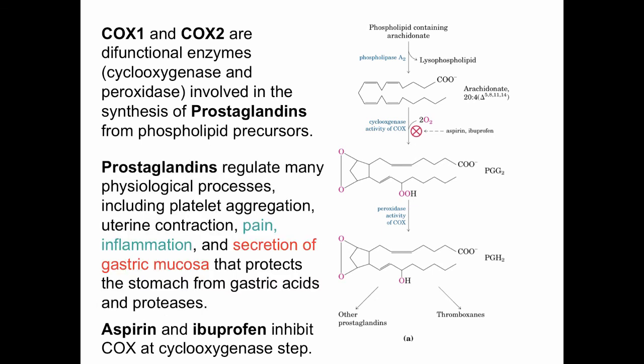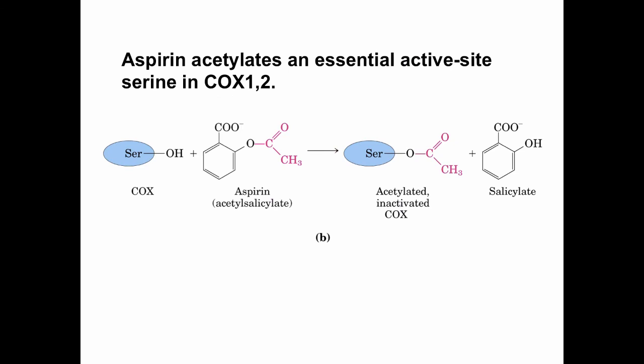Prostaglandins regulate many physiological processes, including platelet aggregation, uterine contraction, pain, inflammation, and the secretion of gastric mucosa that protects the stomach from gastric acids and proteases. Aspirin and ibuprofen are anti-inflammatory drugs that prevent prostaglandin production by inhibition of the COX enzymes. In its mechanism of action, aspirin irreversibly inactivates the cyclooxygenase activity of COX-1 and 2 by acetylating a serine residue. This blocks the enzyme's active site and inhibits the production of prostaglandins.